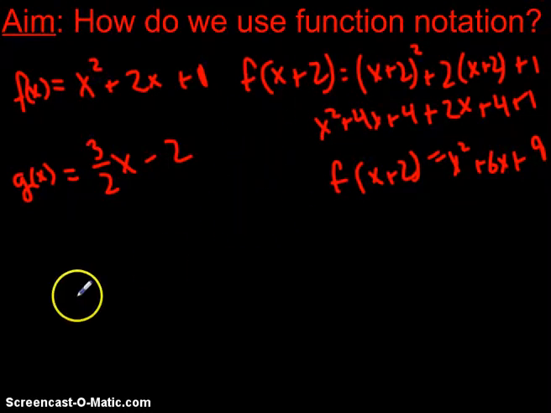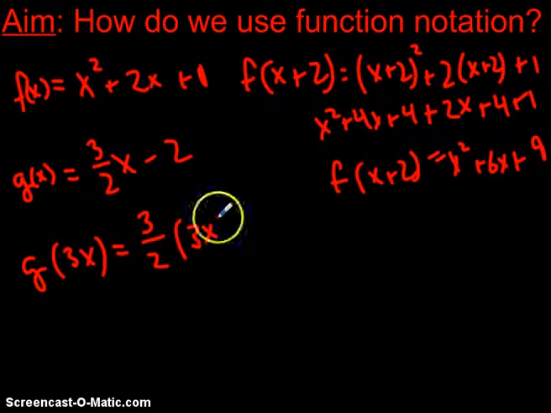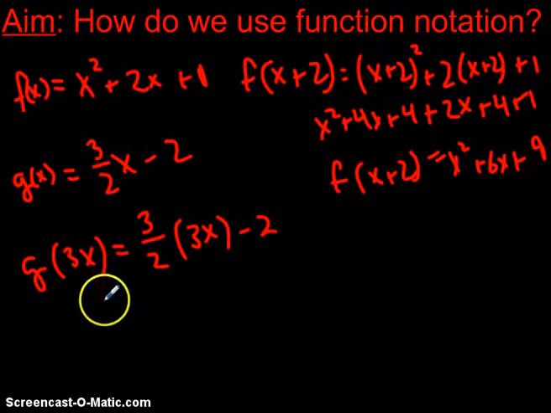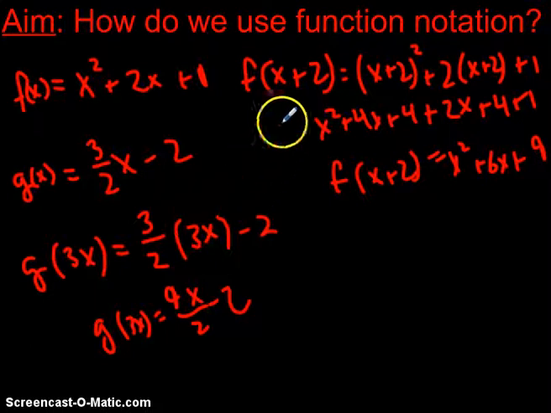Alright, so let's do one for g also. So let's say we did g of 3x. That would be 3 over 2 times 3x minus 2. So that would be 9x over 2 minus 2. So evaluating functions is not very difficult to do.